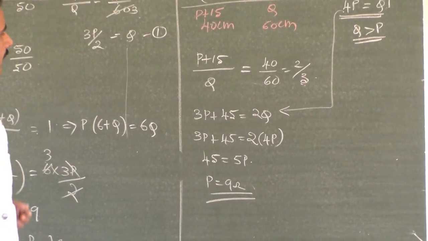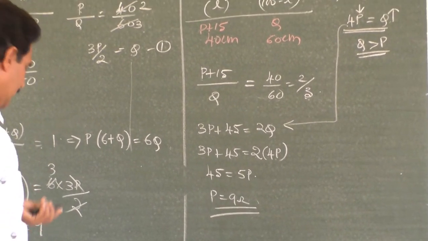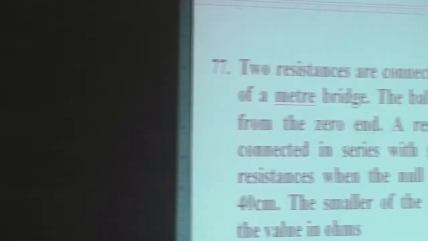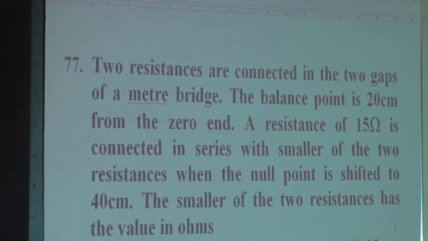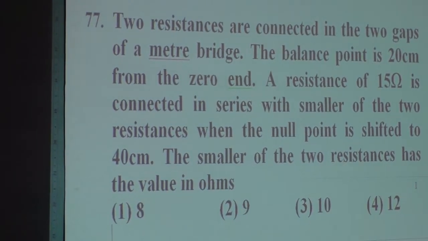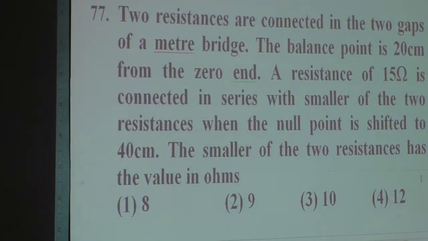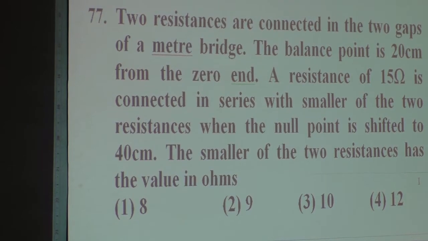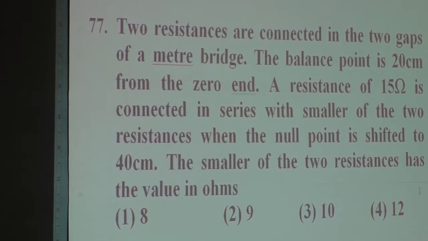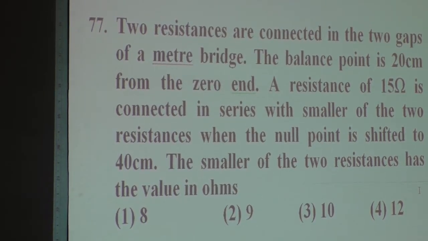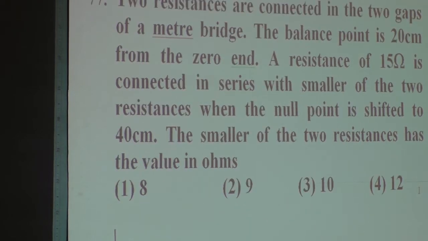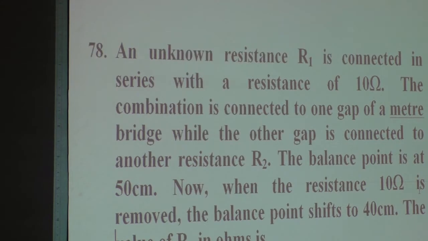So again, the same technique. Calculation is not much tougher, it's very easy calculation. Only the idea is whether we have to increase the balancing length or decrease it, and that is surely given here, no problem. But how to proceed after connecting the resistance of 15 ohm in parallel, in series and all. So option is second one, 9 ohm. We will move on. Next question, 78.